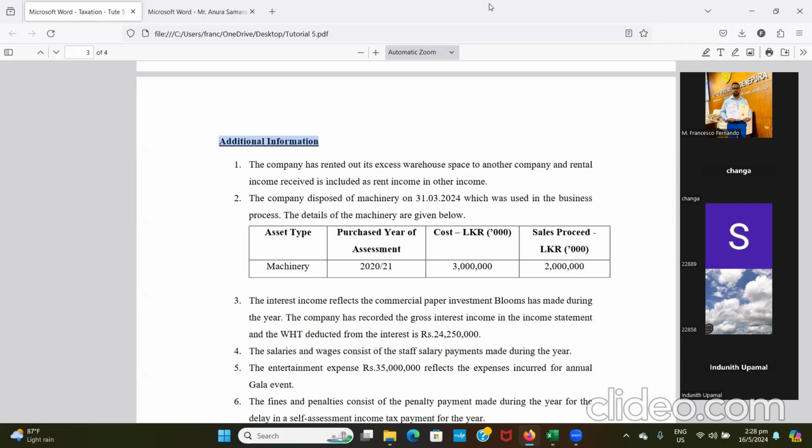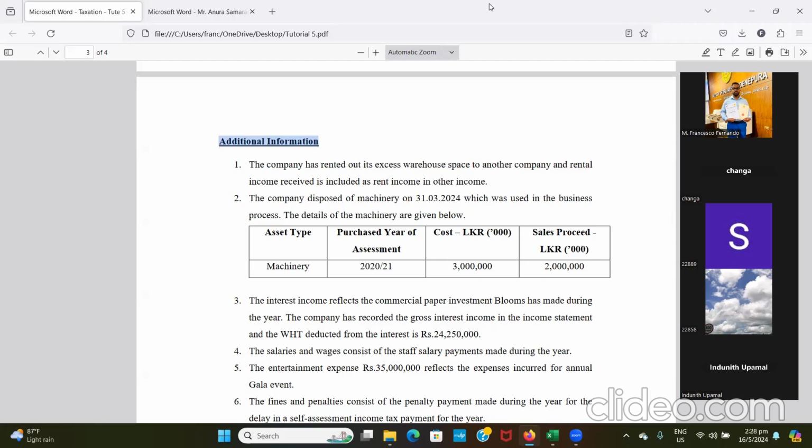Changa, I think it's better if you repeat that sentence in Sinhala, no? If you can. Maybe Changa doesn't know corporate income. Yeah, I think you might have to ask Indunil. Yeah. What should I say?